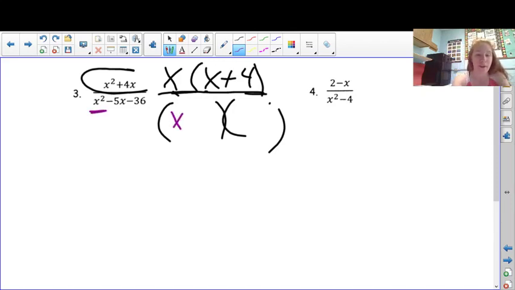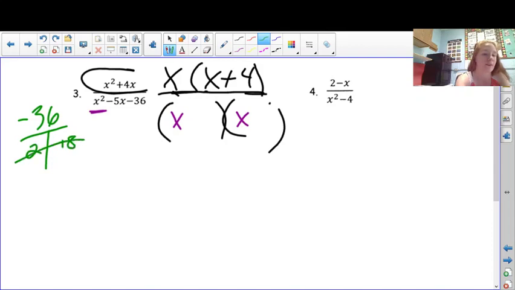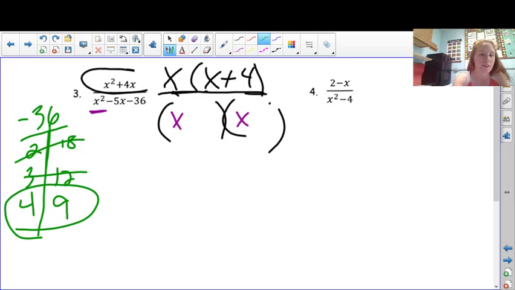All right, what goes to x squared? X times x. What goes to negative 36 and adds to negative 5? Oh, we got 2 and 18, 3 and 12, 4 and 9. Hey, 4 and 9 can get me to 5. So I want a negative 5, so I want a negative 9. Since my answer is negative, the bigger number needed to have the negative sign associated.